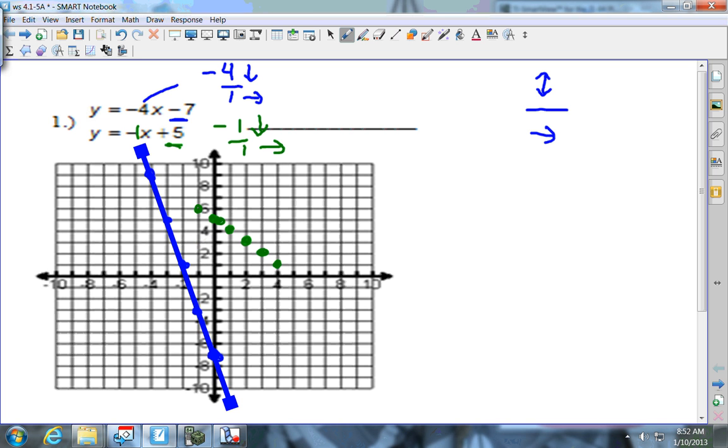Up 1 to the left 1. Up 1 to the left 1. Ding, ding, ding, I hit my line. Let me connect these dots.